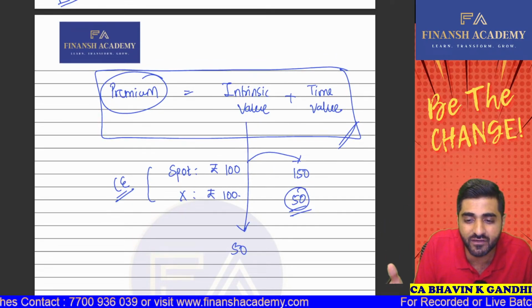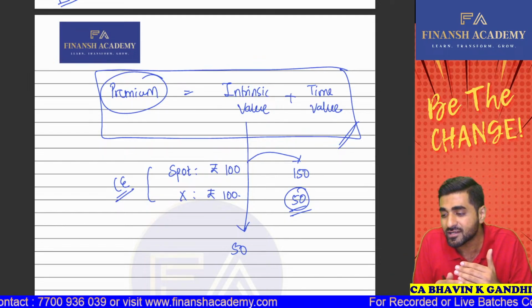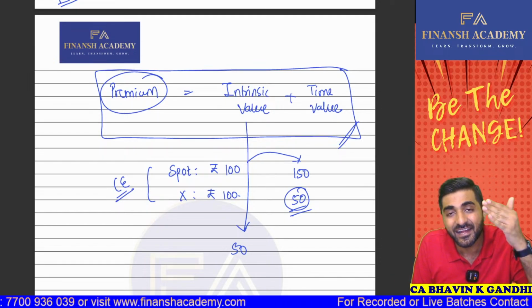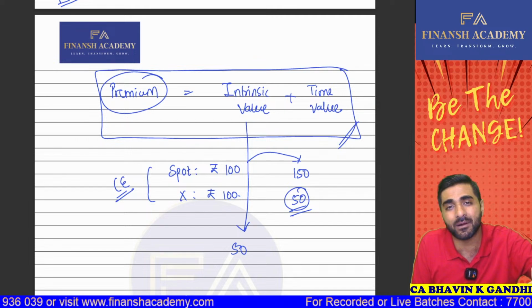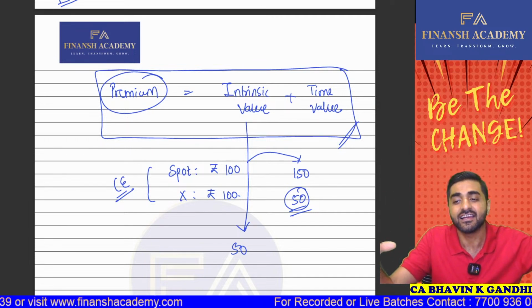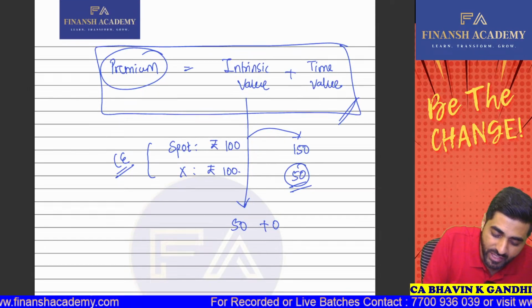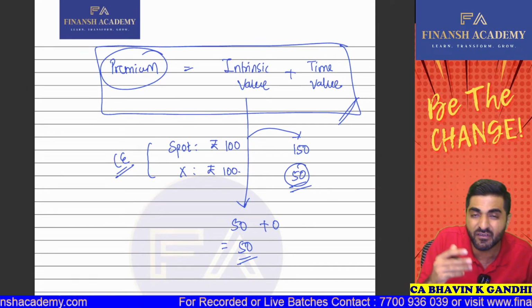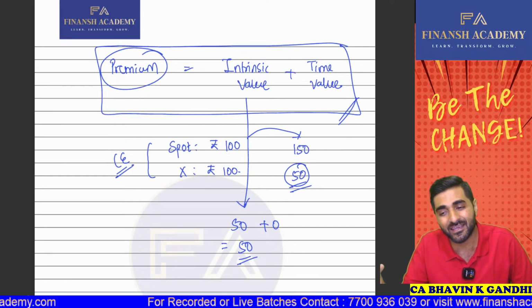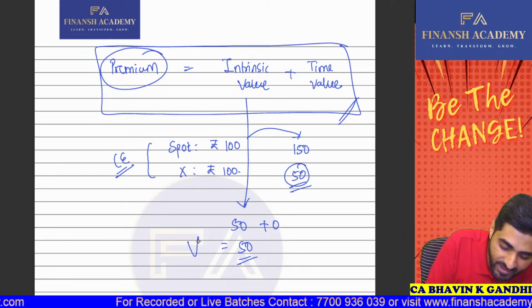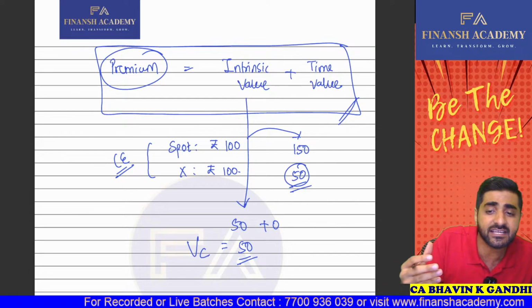Now there is no time value left. Why is there no time value left? Because we are right now standing on the expiry day. So now there is no further chance that the stock price can be something else. So there is no time value attached to it. That is why the premium will be 50 on the day of the expiry. So that is called the value of the call option at expiry.